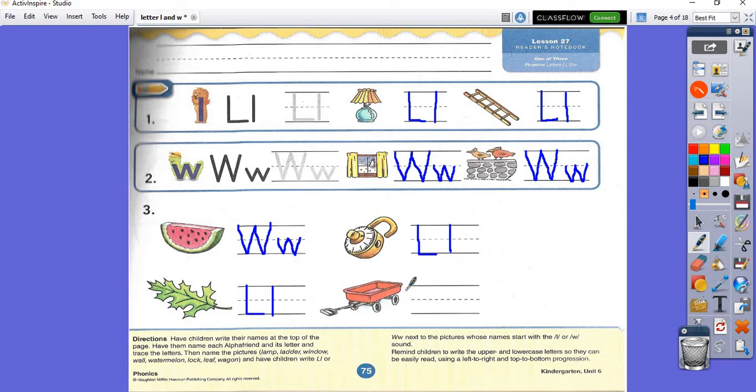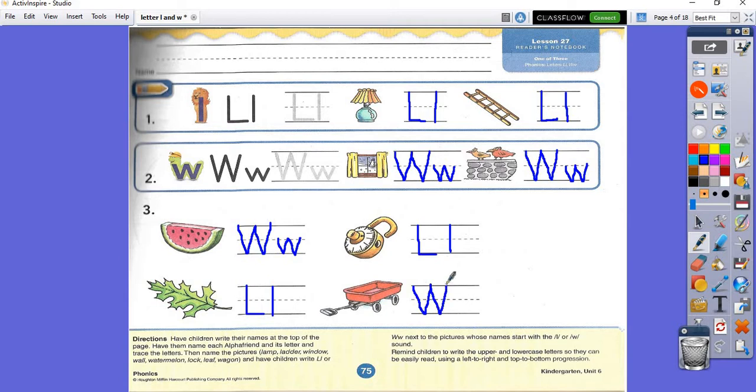This is wagon. Wah, wah, wagon. Wagon starting with letter W. Very good. Letter W. We start from the first line. Bring this line down. Again go up. Touch the first line. Again bring this line down to the third line. Again go up.